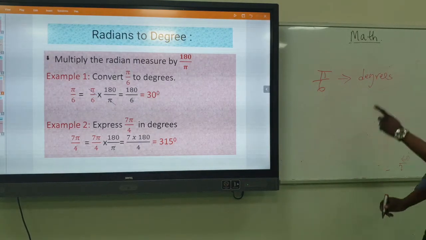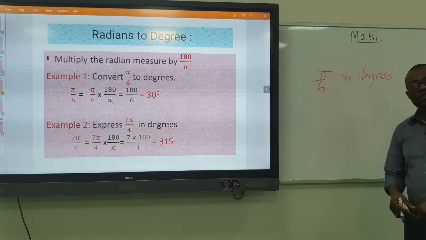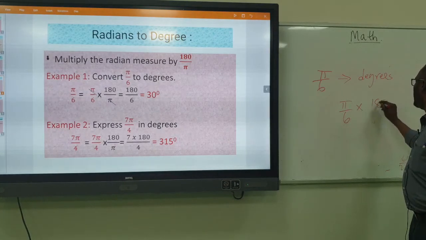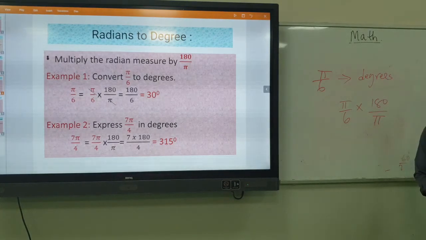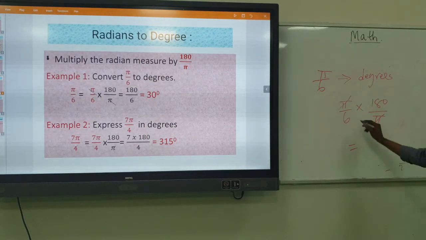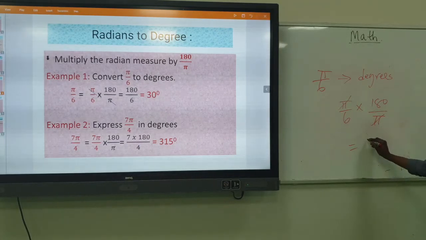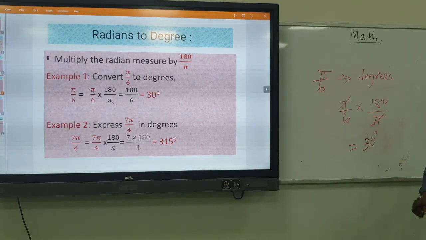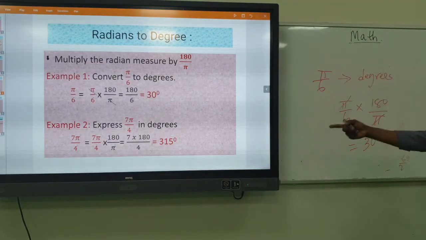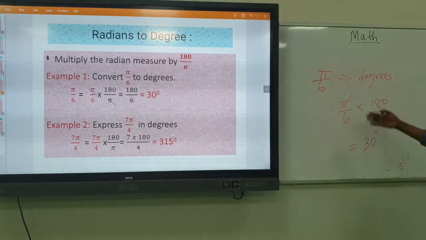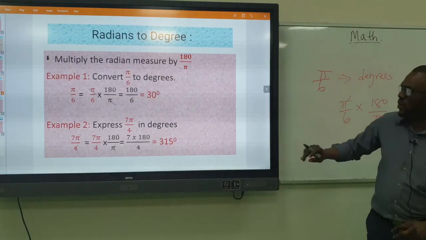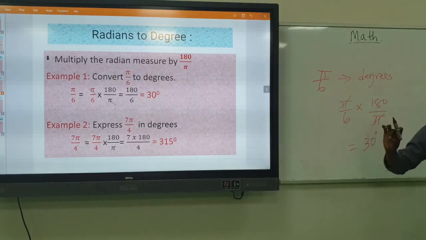All I need to do is multiply it by 180 over pi. So this is pi over 6 times 180 over pi. With our simple calculation, you divide 180 by 6, you will get 30 degrees. You can see the relationship between the two. Then moving to the second example, you do the same thing as the first example, and your answer must always be in degrees, please.